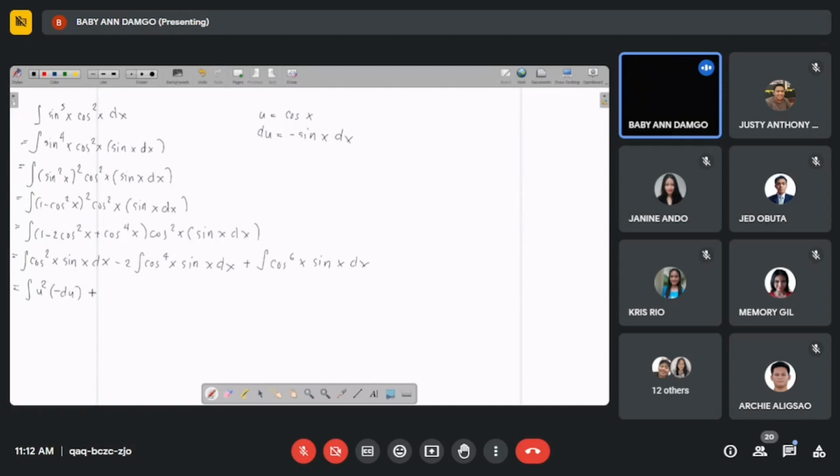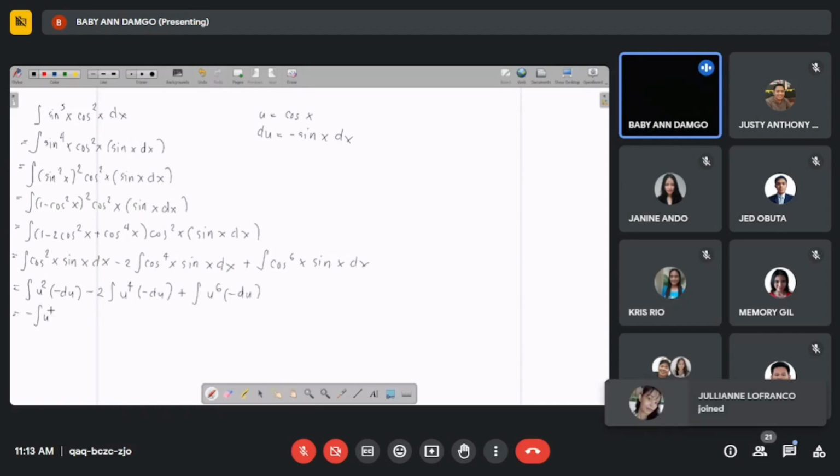Okay, so we have minus 2 integration of u to the fourth. So substitute the value of the cosine x by u, and then sine x dx is negative du plus the integration. So we have here, this is u to the 6, and sine x dx is negative du. Okay, so simplify that. Negative u squared du plus, because negative of negative, so we have positive 2 integration of u to the fourth du minus integration of u to the 6 du.